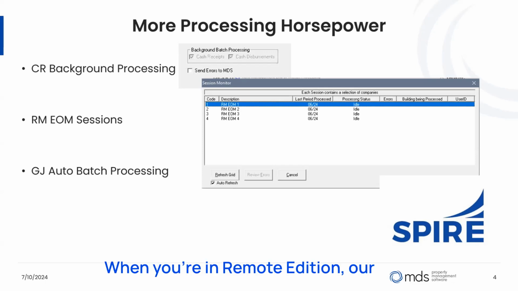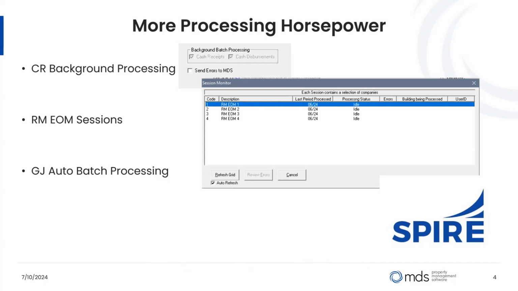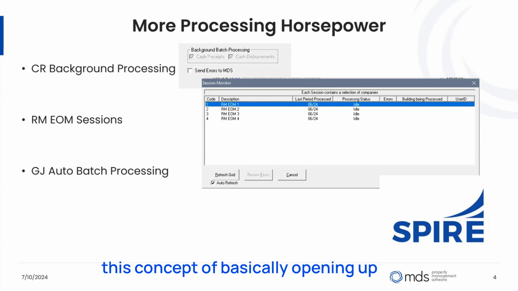When you're in a remote edition, our cloud version, as some may say, these processes that are starting will get split up and offloaded into separate servers and run simultaneously. You can think of it like a customer line at the supermarket. So instead of having one long line, let's open up 3 more cash registers so that traffic flows and that one employee doesn't get exhausted. When you migrate to our remote edition environment, you can take this concept of opening up 3 more cash registers and applying it to your cash receipts processing, CD processing, journal entries, importing data like AP imports, and even your end of month processing.